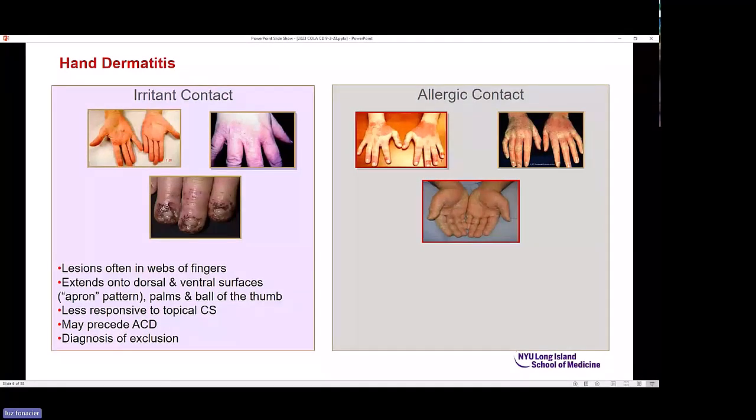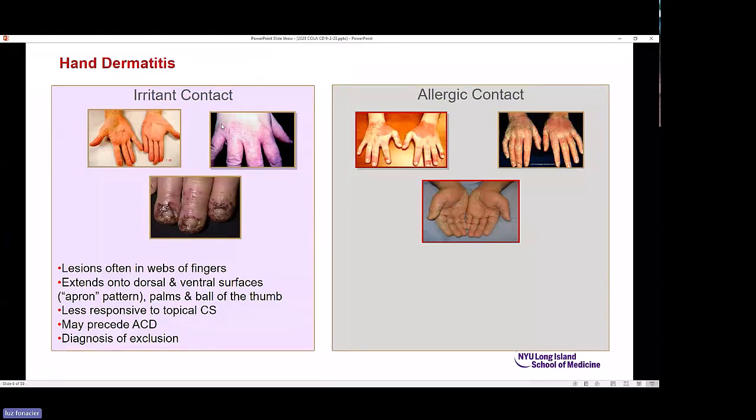It becomes very difficult to actually give that diagnosis without doing a patch test. So, more or less, for an irritant contact dermatitis, there are lesions often in the webs of the fingers, only because that's where most of the wetness will pool. It can extend into the dorsal and ventral aspects of the hand, and that's what you see on the right-hand side, what we would call the apron pattern. And it's less responsive to topical corticosteroid.